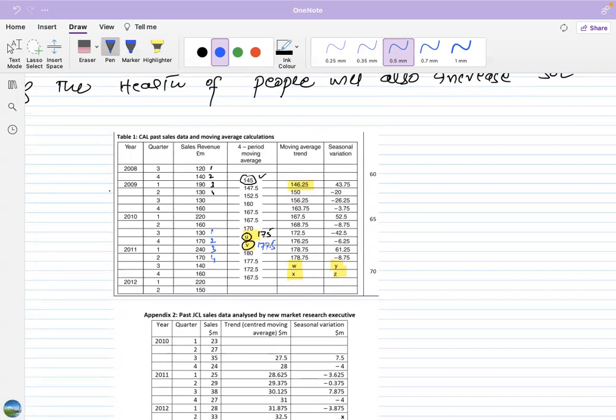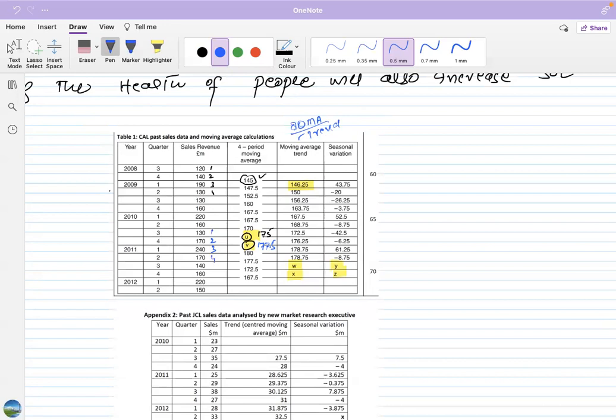W and X are the moving average that I told you is the 8-quarter moving average, or we call it simply trend, or centrally moving average. What is the formula for that? I told you 4QMA plus 4QMA divided by 2. So the situation is simple for us.